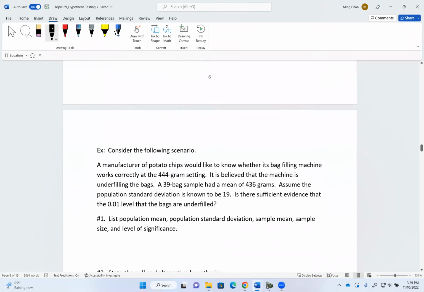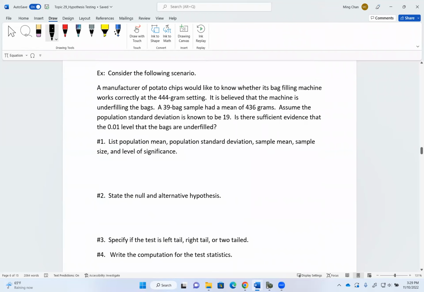I'm going to do at least this one example, and in the next video, part 2, we'll do others too. We'll do hypothesis testing for population proportion, and one where sigma is unknown. So this example says a manufacturer of potato chips would like to know whether its bag filling machine was correctly at the 444 gram setting. It is believed that the machine is underfilling the bags. Somebody says, I think it's underfilling the bags, my chip bag is not as full.